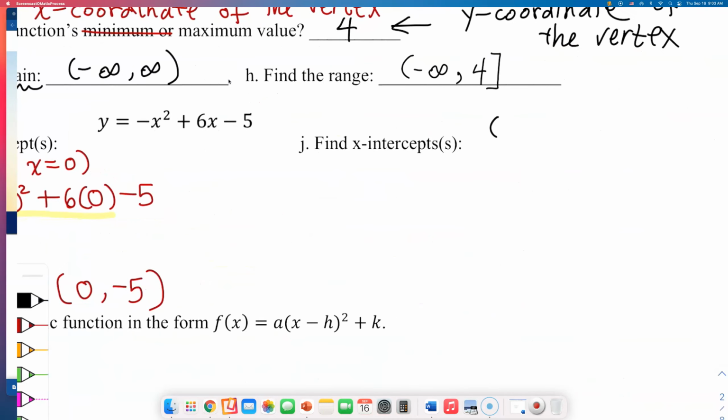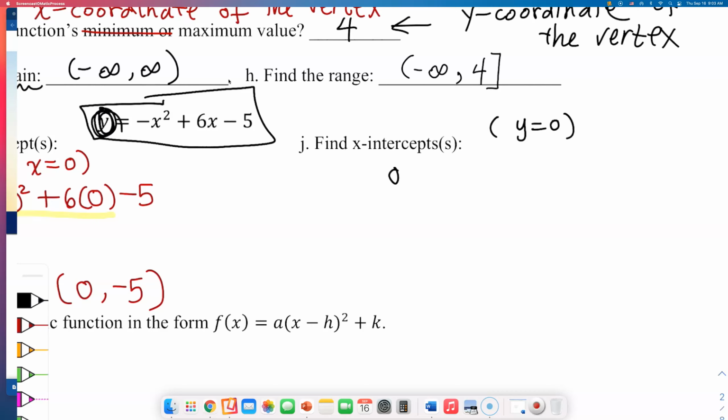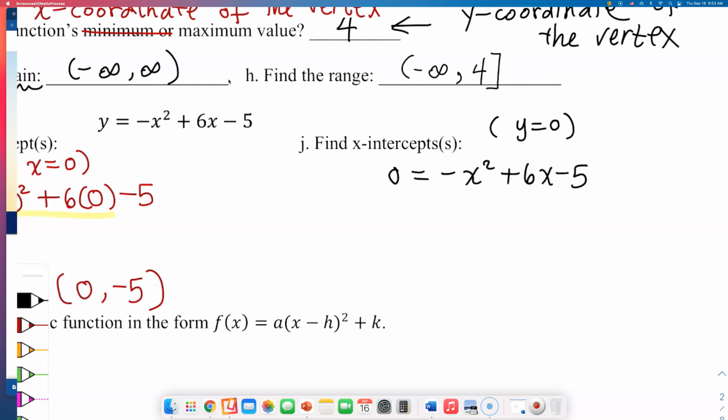X-intercept happens when y is equal to 0. So I'll just set y equals 0. Okay, so say 0 equals negative x squared plus 6x minus 5. And this is where some people may get uncomfortable because we're going to have to factor. Now notice the leading coefficient is negative. So what I will do is factor out the negative. What will happen is all terms in this trinomial will change the sign.